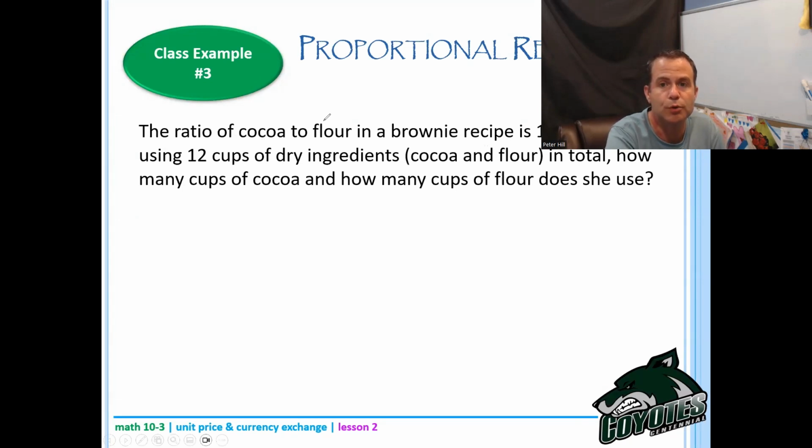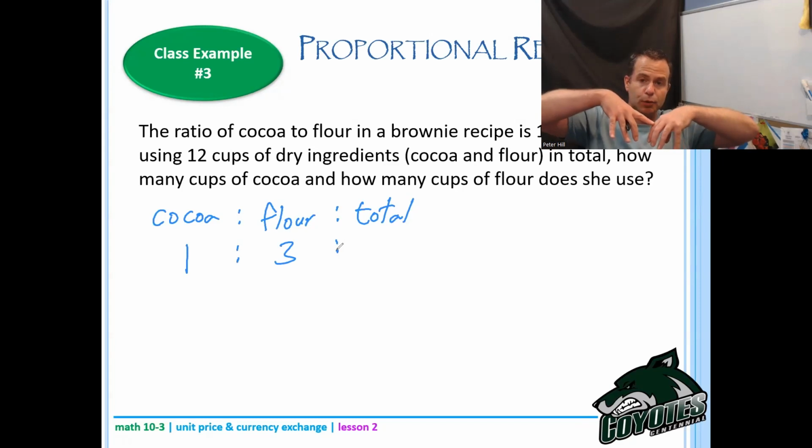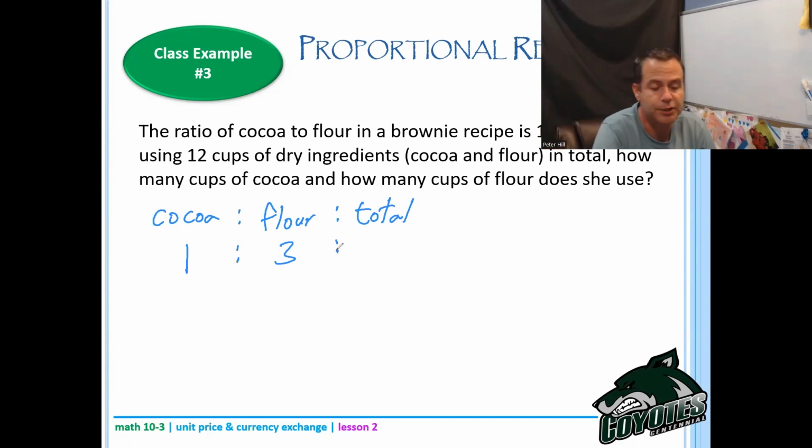We have cocoa to flour to total is what I want, okay? So cocoa to flour to total. Now, I know that cocoa is 1, flour is 3. Well, then what would the total have to be? If I put a cup of cocoa in a bowl and I put 3 cups of flour in a bowl, how many total cups do I have? I have 4. I just add them together, okay?